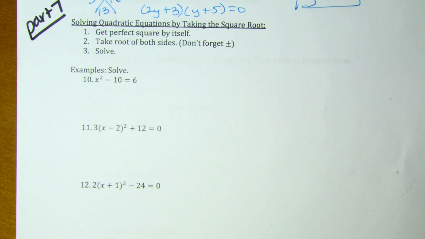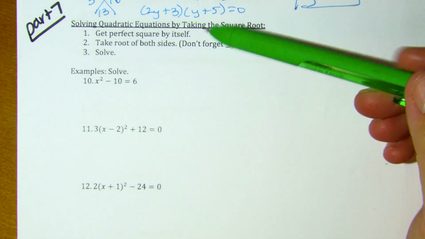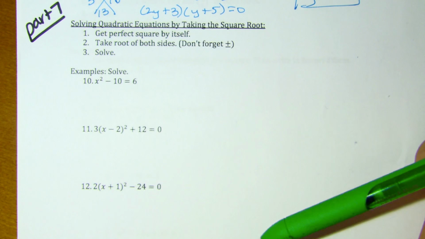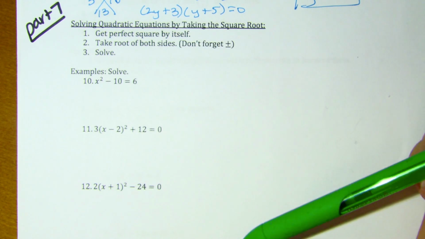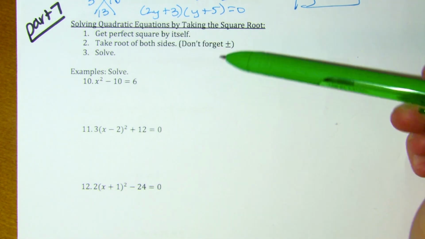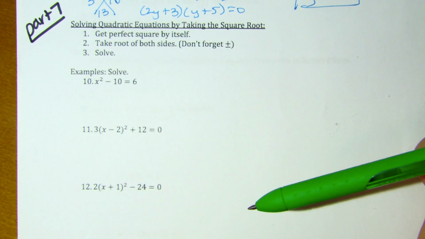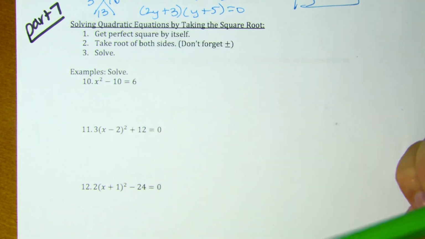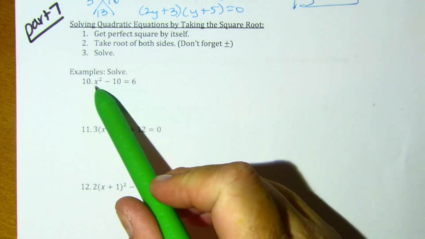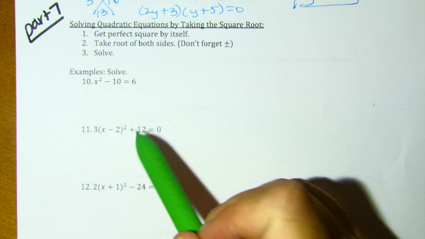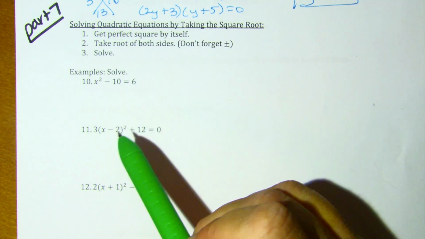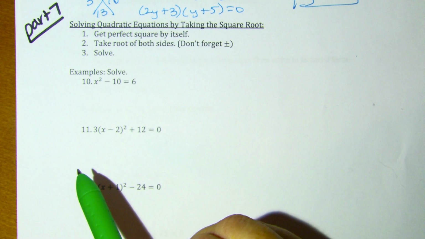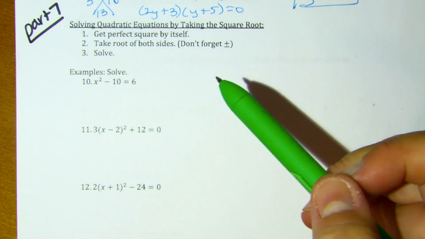The first one being taking the square root. So the first thing we want to do is to get the perfect square by itself. Then we will take the square root of both sides, and when you square root both sides, you'll need to put a plus or minus sign, and then we're going to solve. So the first example, we have x squared minus 10 equals 6. This is a perfect example of a problem where we want to use taking the square root.